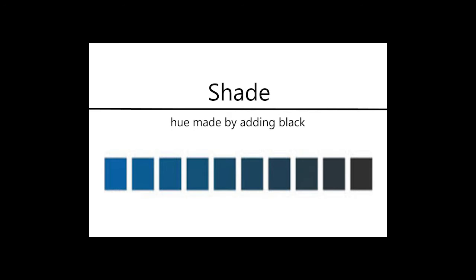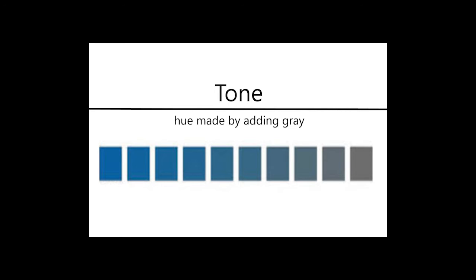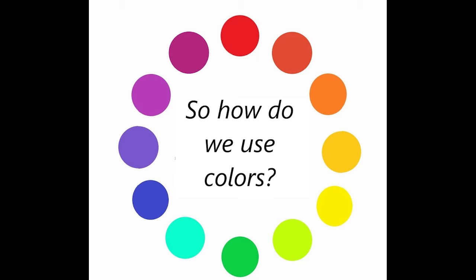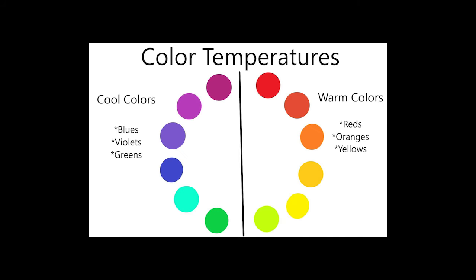If you want to make it darker, you would add black, and you would be shading that color. If you want to change the tone of a color, you add gray to it. And when you're talking about the intensity or purity of a color, you're talking about its saturation. Now that we understand how artists mix colors and change colors, let's talk about how they use them together effectively.